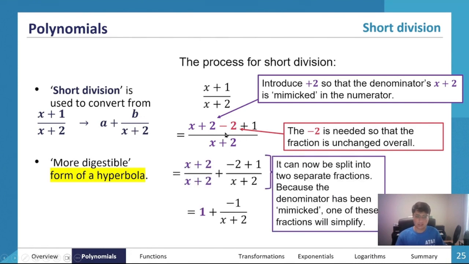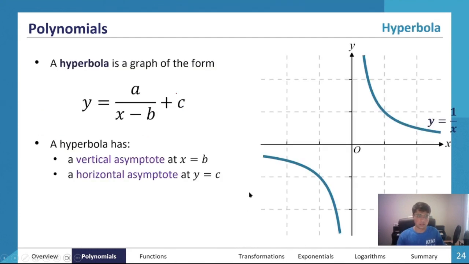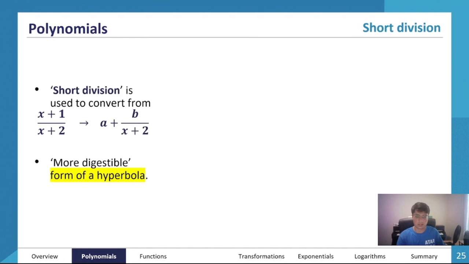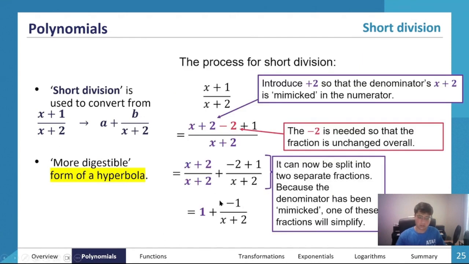What you can then do is split the fraction up into two separate fractions, and because you mimicked the plus 2 in the denominator, you can actually reduce this entire fraction down to just a number. So in this case, it reduces to 1. X plus 2 divided by x plus 2, it all cancels out to 1. And now we have something in the same form as what we looked at in the previous slide. A over x minus b plus c, 1 over negative 1 over x plus 2.